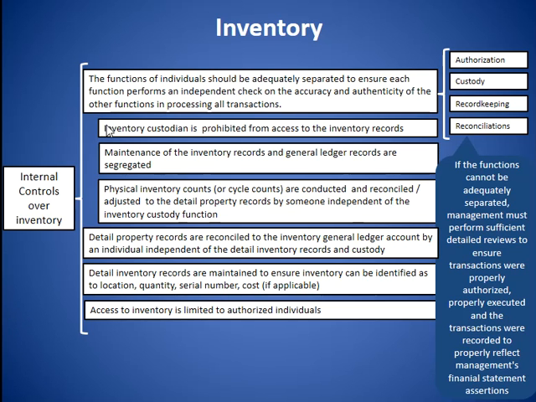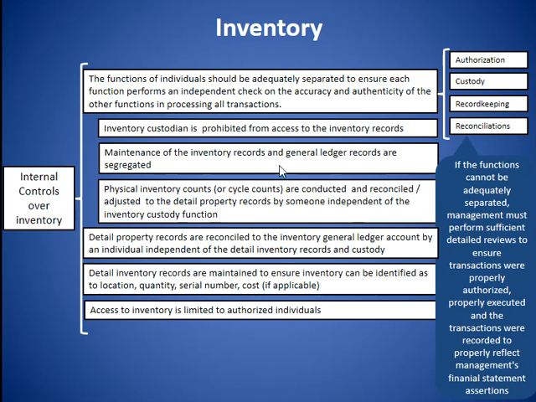Now let's go over some of the individual items here. The inventory custodian is prohibited from access to the inventory records, and that should be obvious because if the person who's in charge of access to the inventory has access to the inventory records, they can take items and adjust the inventory records, so it's like the item was never there.